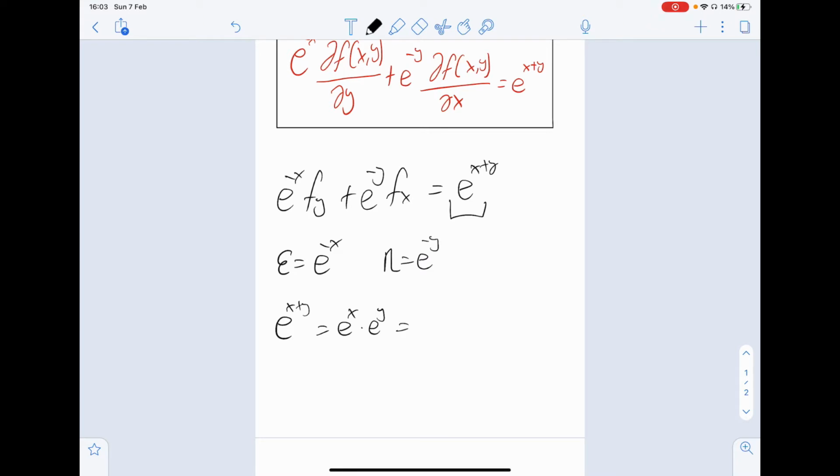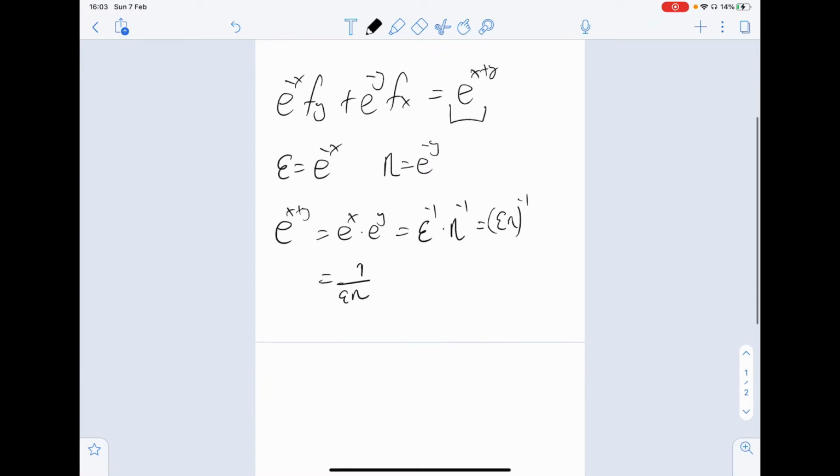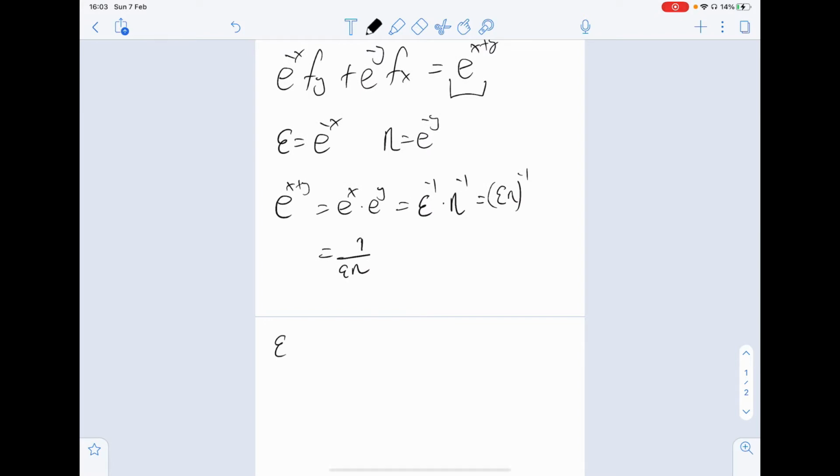So this is just epsilon to the power minus 1 times eta to the power minus 1, and this is equal to epsilon eta to the power of minus 1, or more so 1 over epsilon eta. So that is the right hand side dealt with. Now for the left hand side we need to let, obviously, epsilon equal e to the minus x, eta equal e to the minus y.